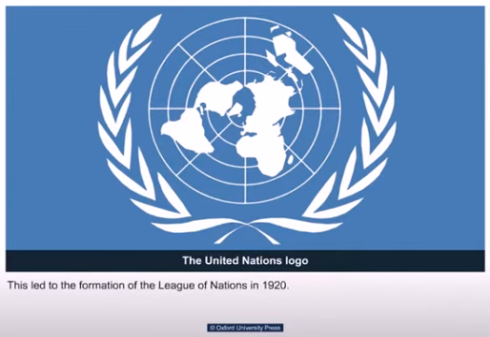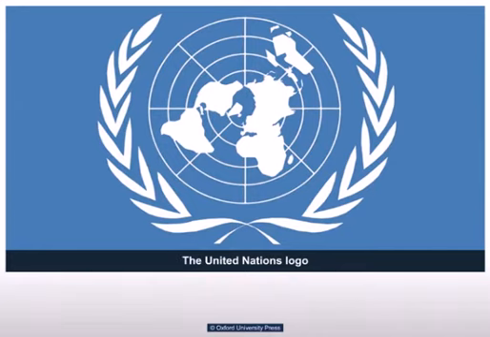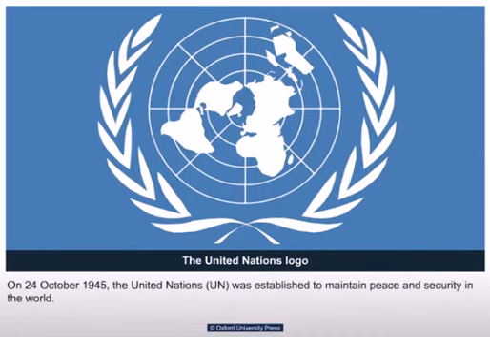This led to the formation of the League of Nations in 1920. The League of Nations failed to make peace, and the Second World War broke out in 1939. The destruction of the Second World War made people yearn for peace once again. In the midst of the war, the idea of the United Nations Organization was born. On 24 October 1945, the United Nations, UN, was established to maintain peace and security in the world.